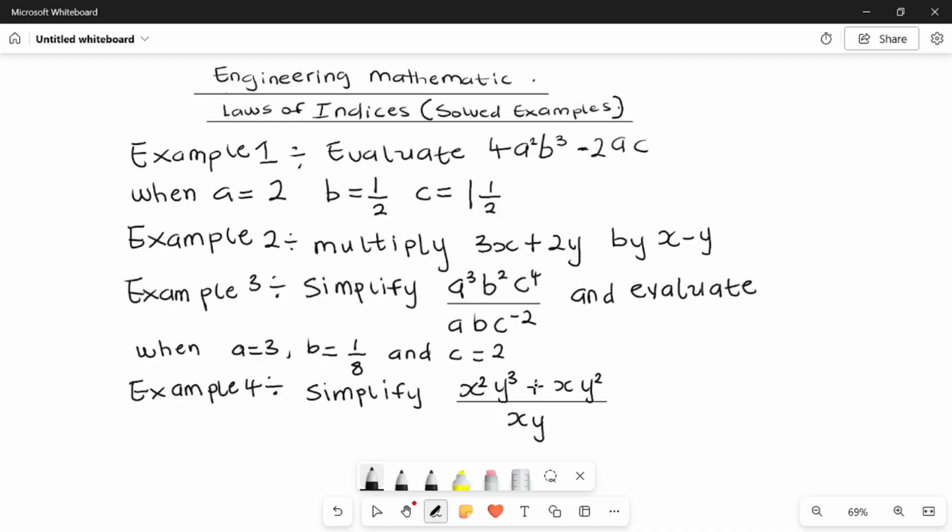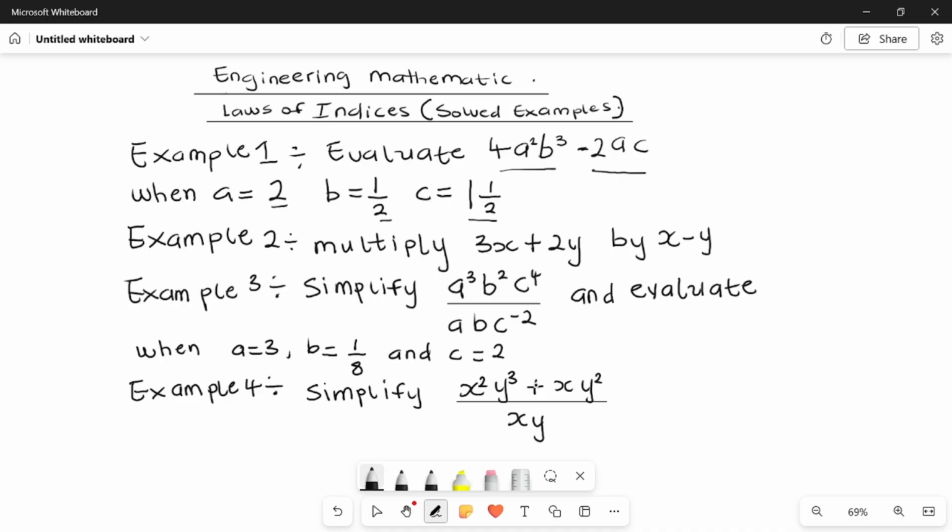So let's proceed to the first question. Example 1, it says evaluate 4ab, a squared b cubed, minus 2ac, when a equals 2, b equals 1 over 2, and c equals 1 and 1 over 2.